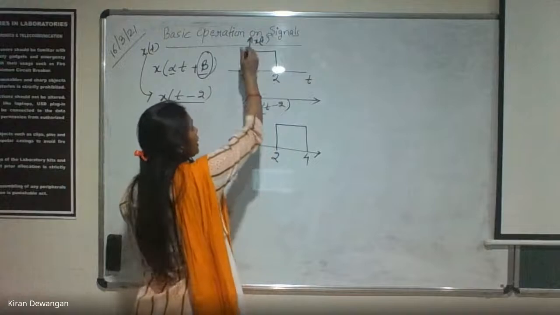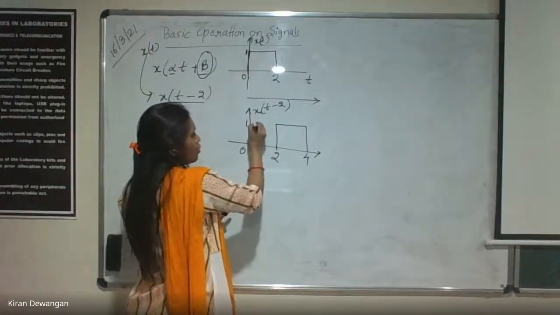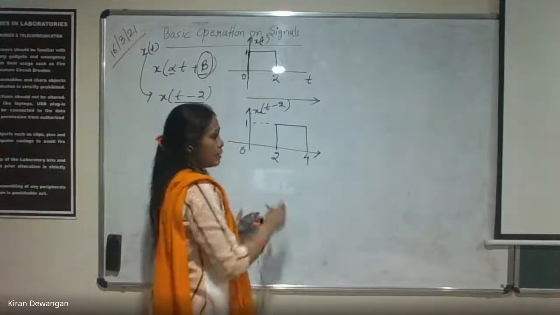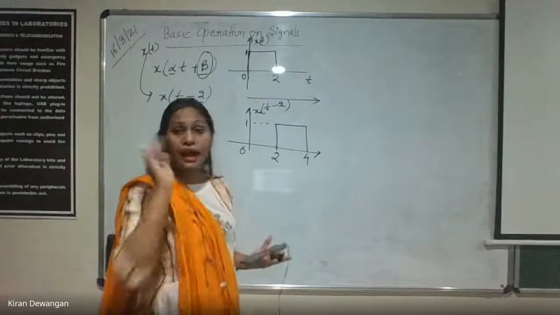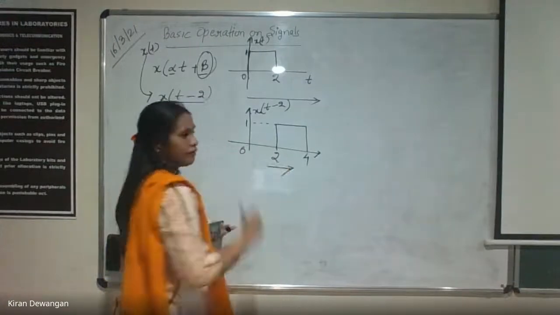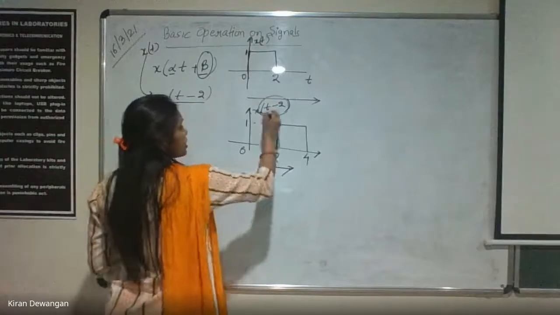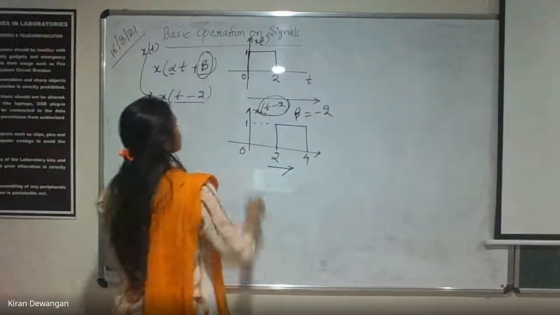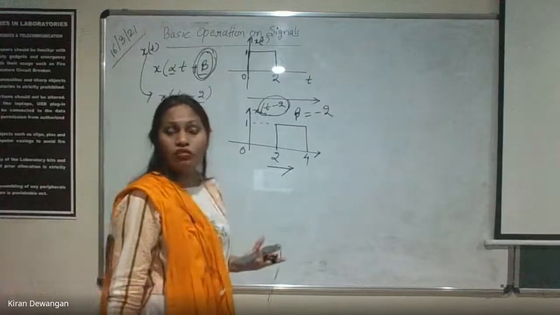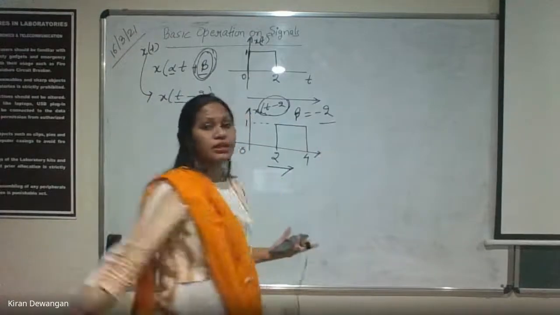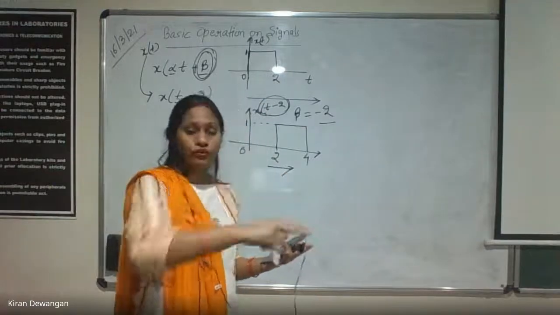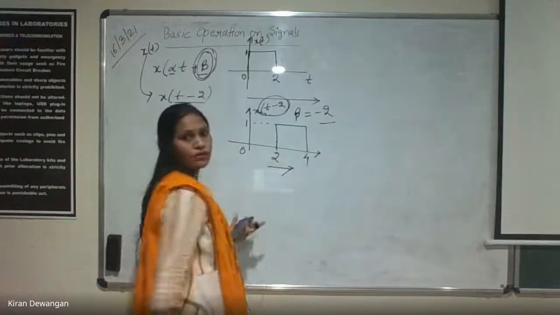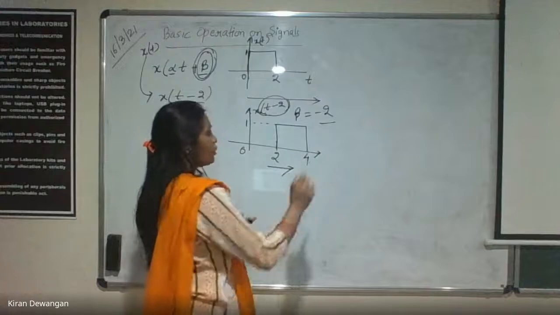It was from 0 to 2. This value is 1, and this value will also be 1. But the thing is, it will just shift by a factor of 2 towards the right. This right shift is only because it is t minus 2. The value of beta is minus 2, meaning we are reducing the entire time by 2. Clear? So it is now starting from 2 and ending at 4. This is how it is shifted.